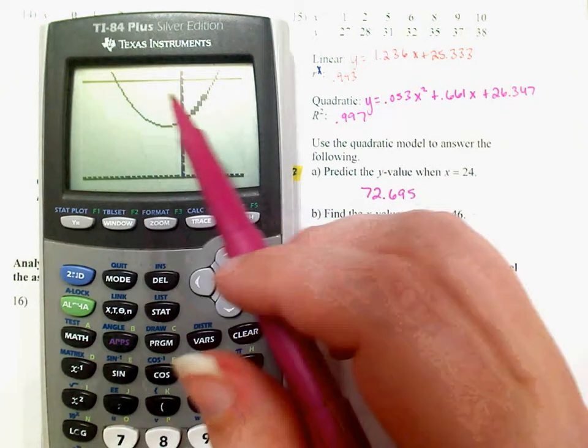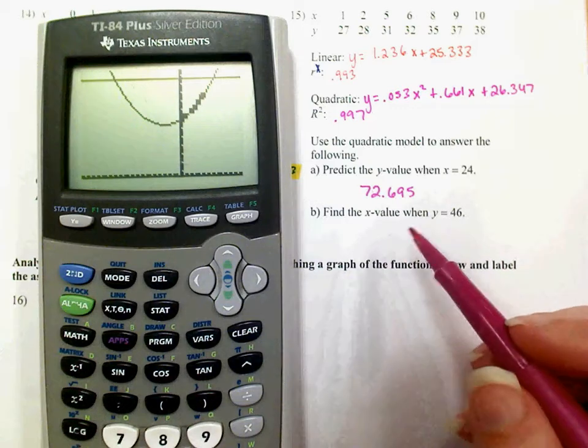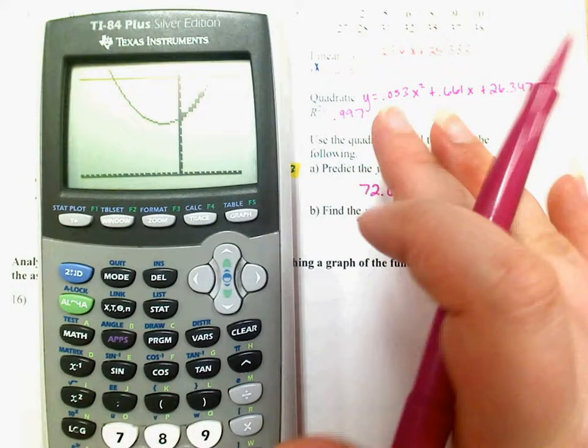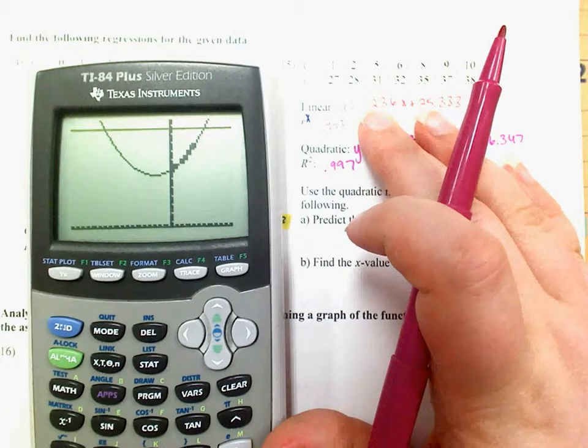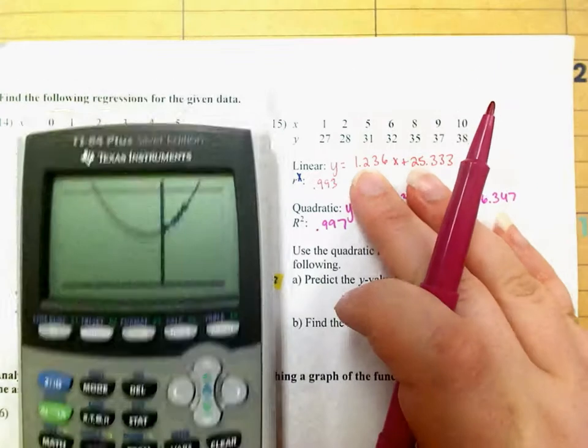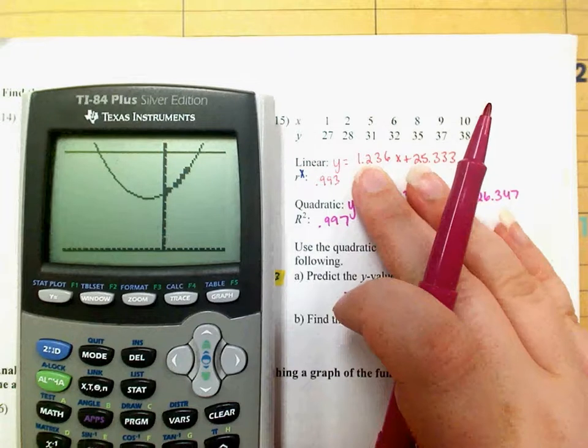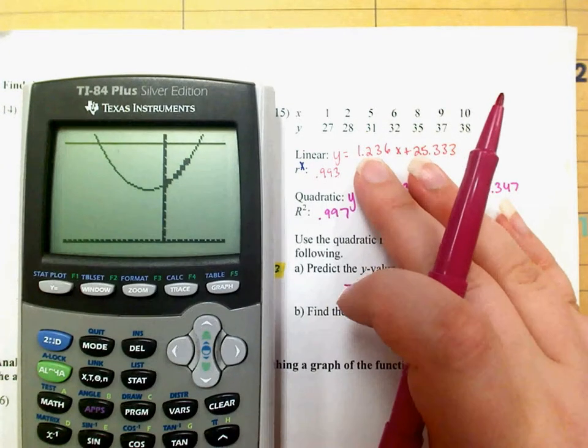Predict the x value and y equals 46. So now, if this were modeling an actual situation, the negative probably wouldn't be a thing. I probably wouldn't make that part of my answer, but because I didn't make it part of a situation, I can't really say whether or not that's true.